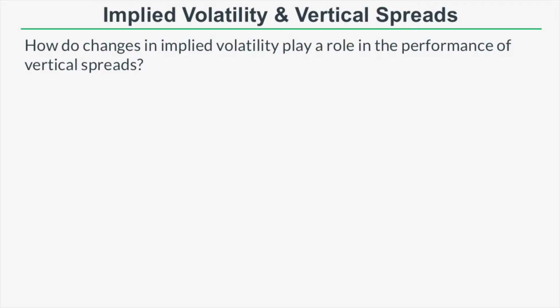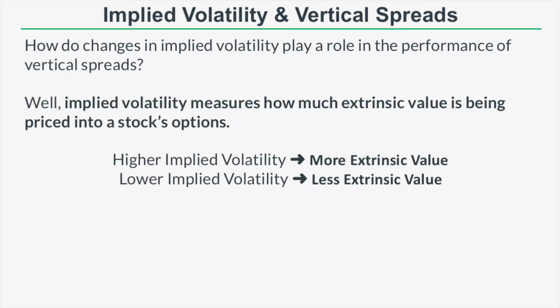So how do changes in implied volatility play a role in the performance of vertical spreads? Now, the answer lies with extrinsic value. So implied volatility actually measures how much extrinsic value is being priced into a stock's options. Stocks that trade with higher levels of implied volatility have options with more extrinsic value than stocks that are trading with lower levels of implied volatility. So that lower or higher implied volatility comes from the extrinsic value in the stock's options, which comes from the amount of uncertainty the market is pricing into that stock's future price movements.